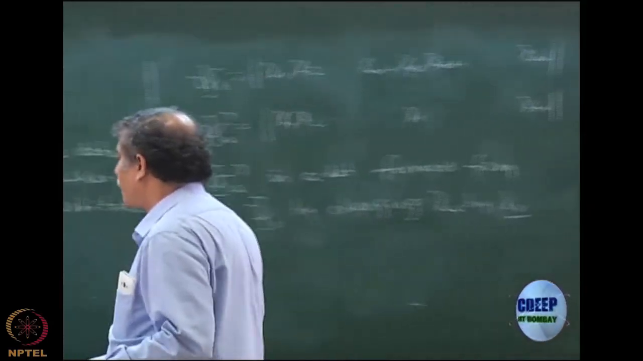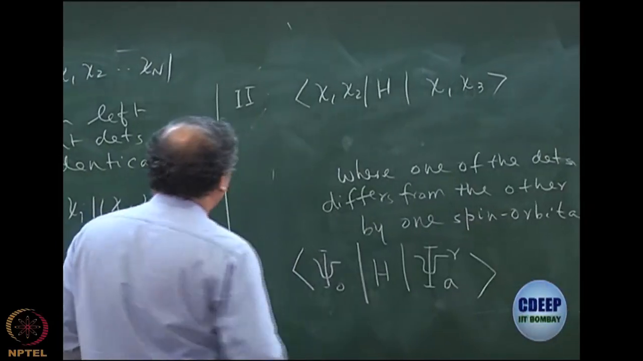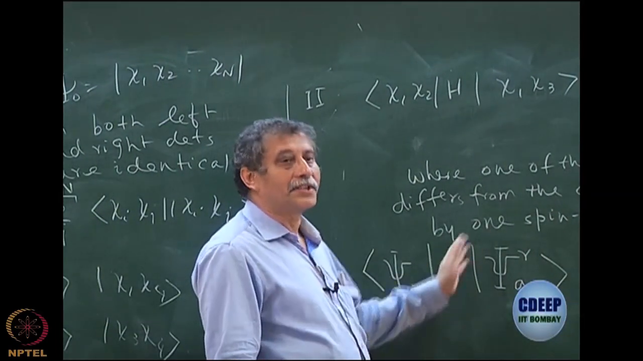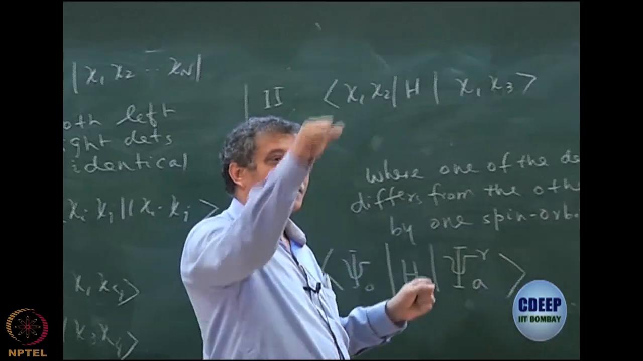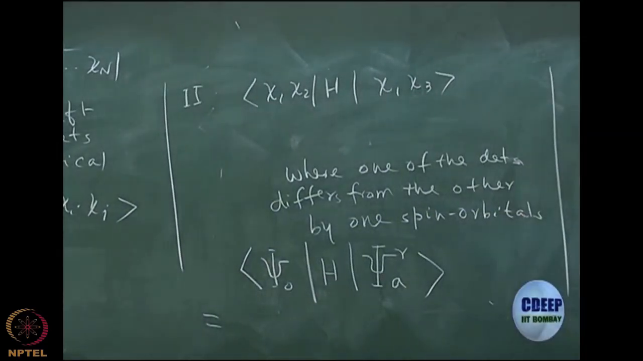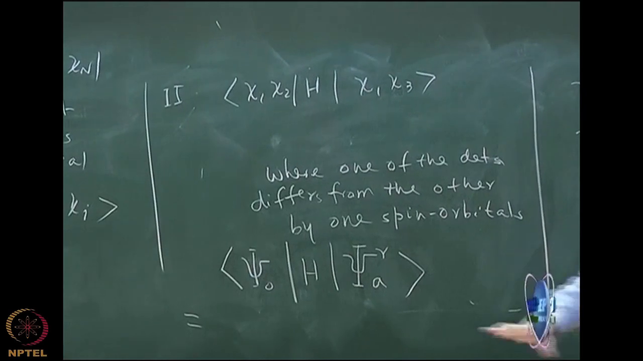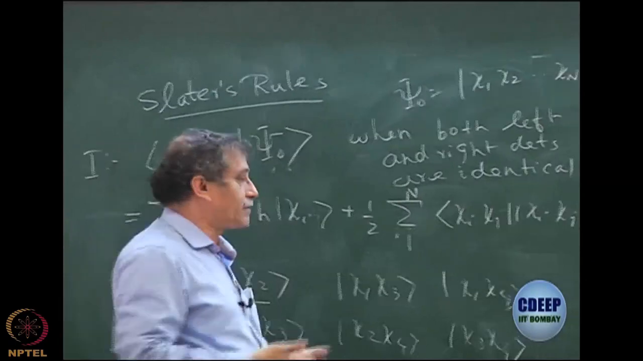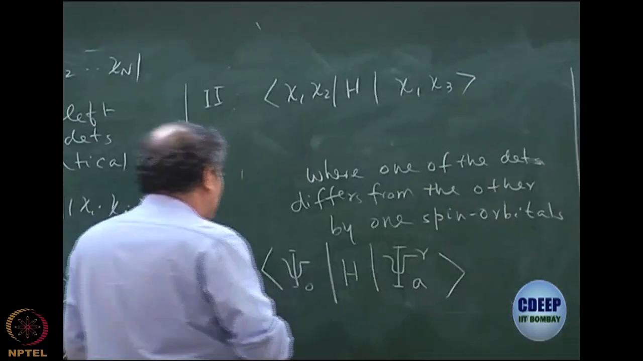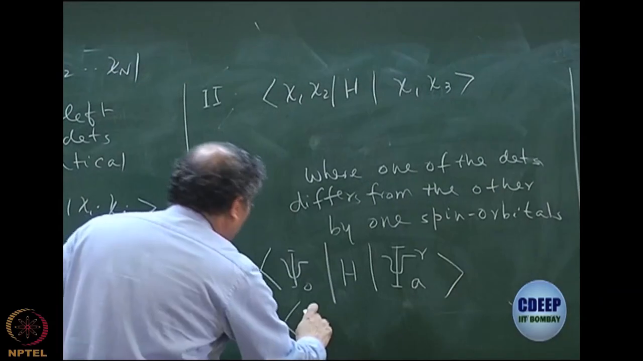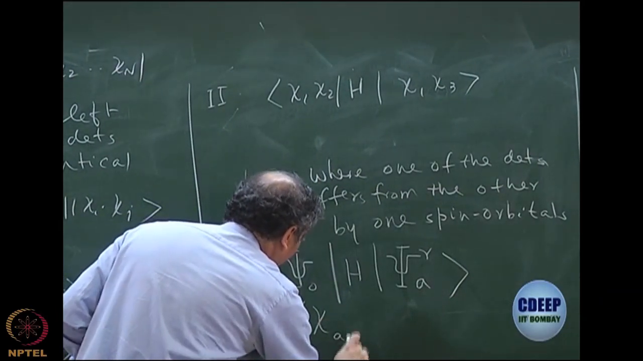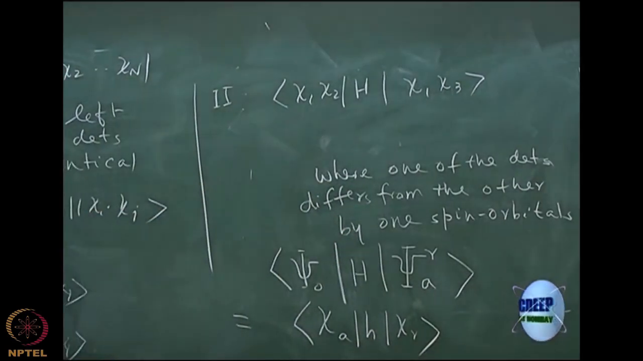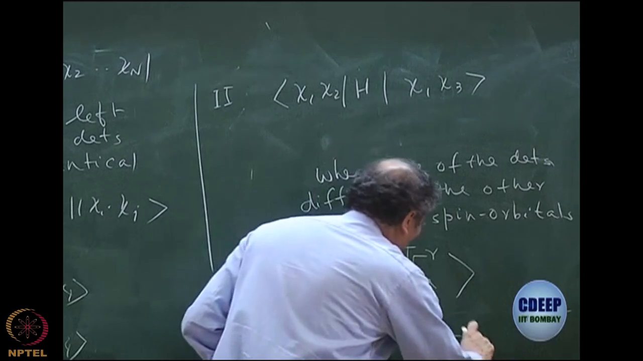Then Slater gave the rule. As usual, there is a 2A and 2B. A is the one-electron part, B is the two-electron part. So H also has a sum over h of i plus 1 by r_ij. Remember, in this case, this was my A, this was my B. I am just going to write them separately or together, it does not matter. The first part is very simple. This will become h chi R, that is it. So the one-electron part is absolutely simple.